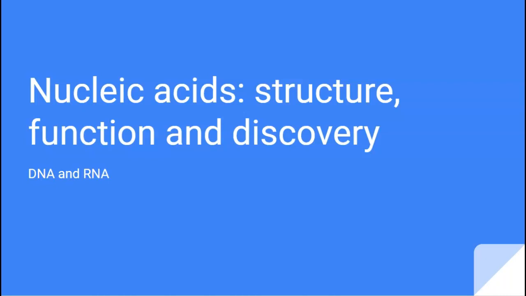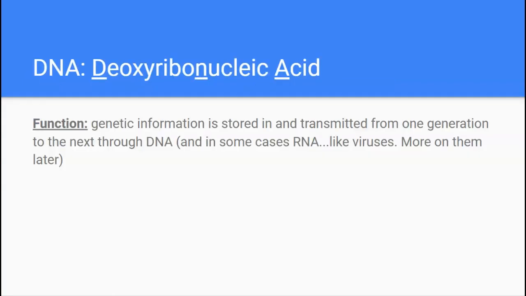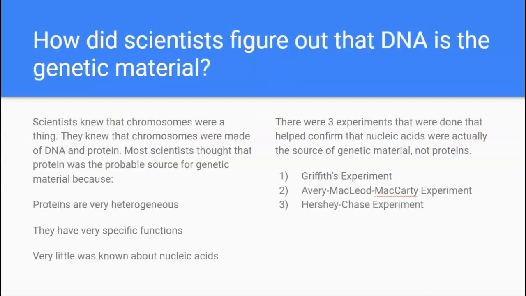All right, we've been talking lots about chromosomes and things, but now we're going to zoom in a lot closer and talk about DNA and RNA and nucleic acids and what they do and how we found out about them. So, in case you forgot, DNA stands for deoxyribonucleic acid, and hopefully you're aware that the genetic info is stored and transmitted from one generation to the next through DNA, okay? Really, viruses are the only things that use RNA. Everything else uses DNA for their genetic info.